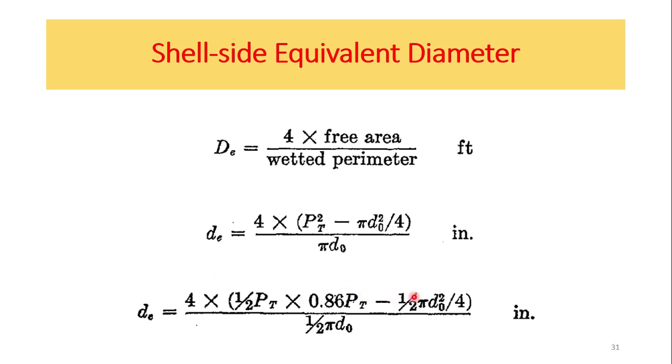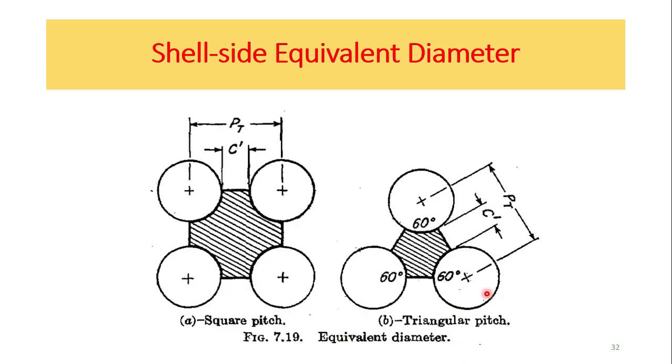Everything is given, so there is no need to memorize any formula. You must have an idea of the parameters used in the formula. PT stands for the pitch, and D naught is the outer diameter of the tubes. This is the same slide I showed you earlier: the pitch is the distance from the center of one tube to the center of the adjacent tube, and C is the clearance, the empty space between the two tubes. It could be either square pitch or triangular pitch.